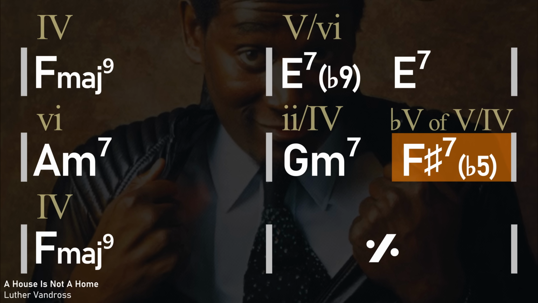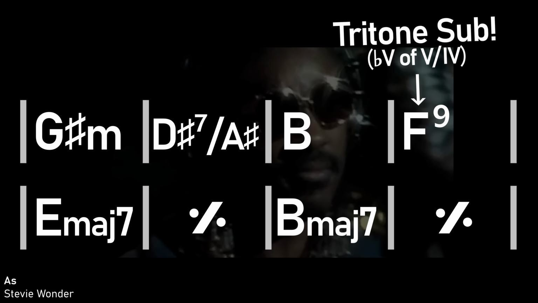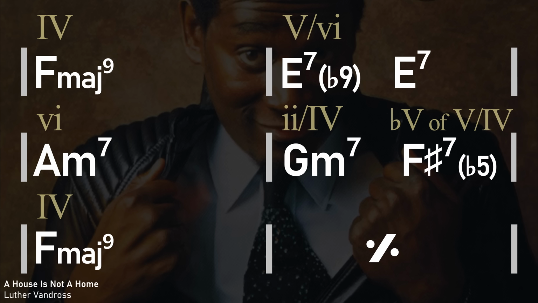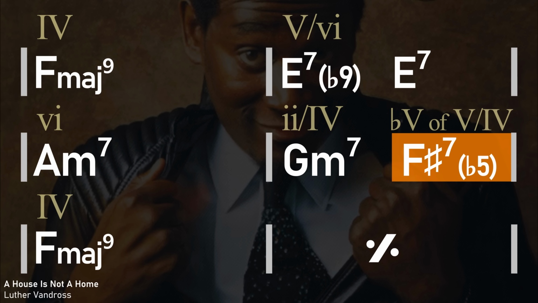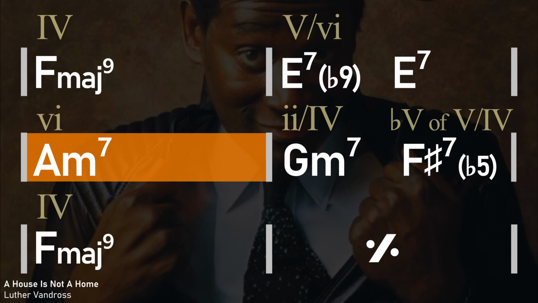Another song that uses the tritone sub of the 5 of 4, like we have here in As by Stevie Wonder, is Luther Vandross's version of A House Is Not a Home. Here, when it's time to move to the 4th chord of the key, which in this example is the chord F, as we're in the key of C major, we arrive at that F chord via this F sharp 7 chord, the tritone sub of the 5 of 4.